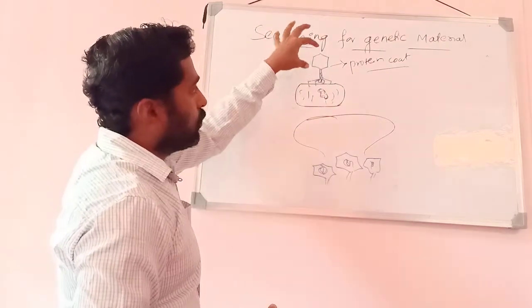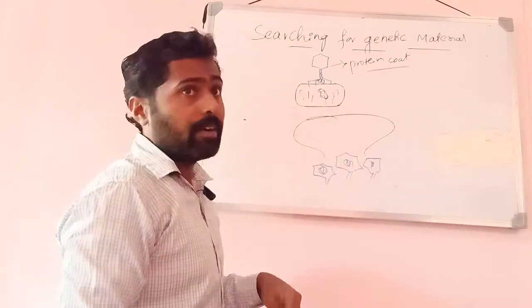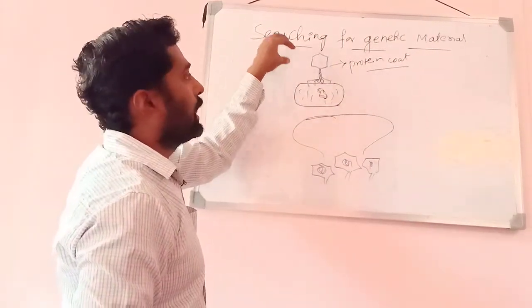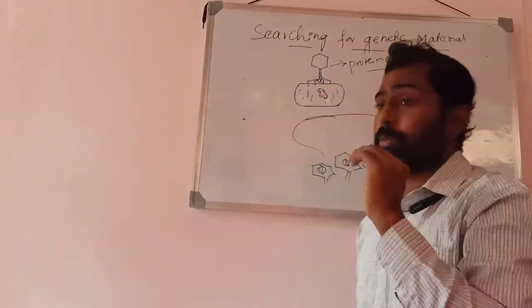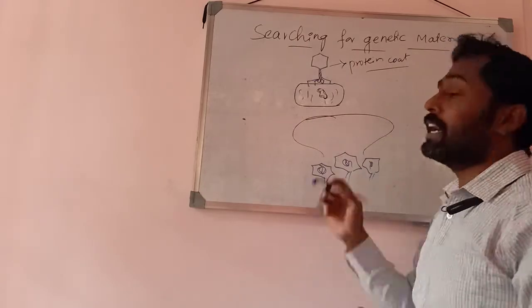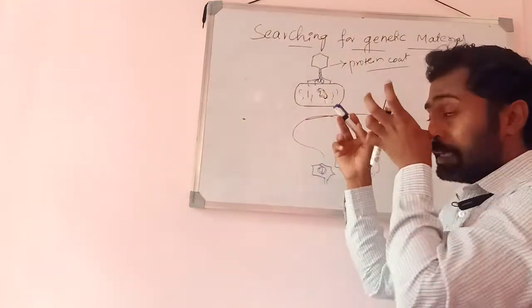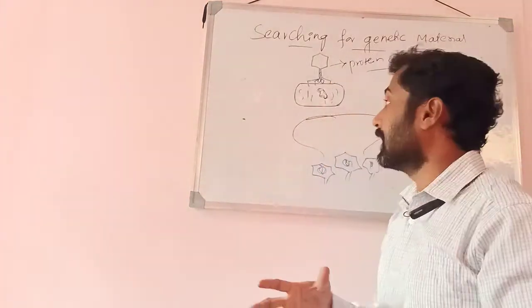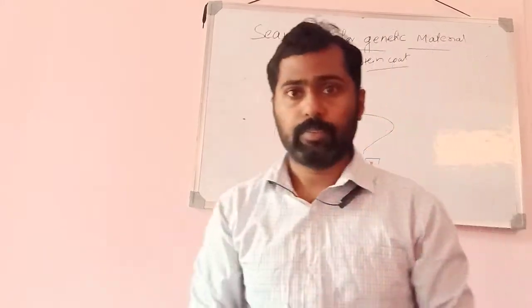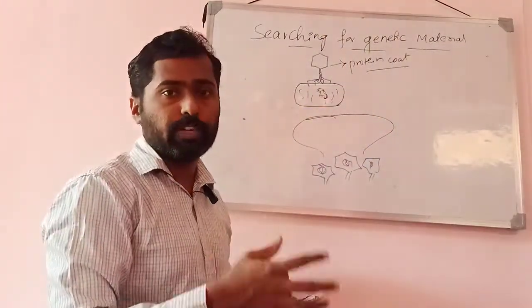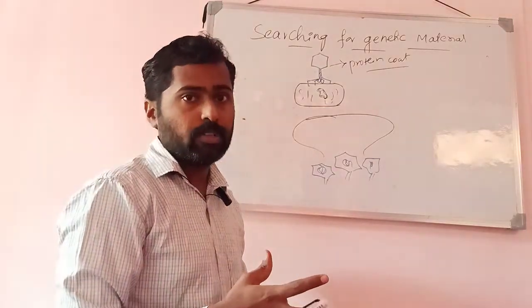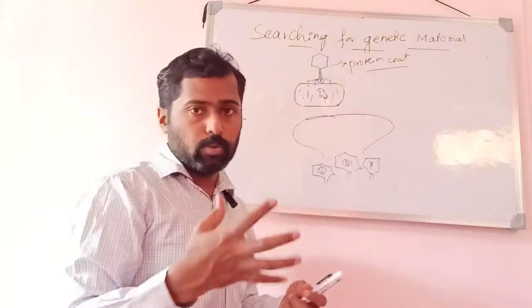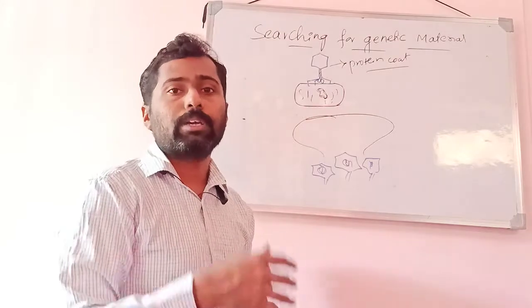But when it first infects the bacterial cell, at that time it releases only the DNA, not the protein coat. The protein coat remains outside. So what Hershey and Martha Chase did was a blending experiment. They blended the mixture of bacterial cells along with the bacteriophages, to separate the protein coat. To separate the protein coat, what do they do with the mixture? They blend it.